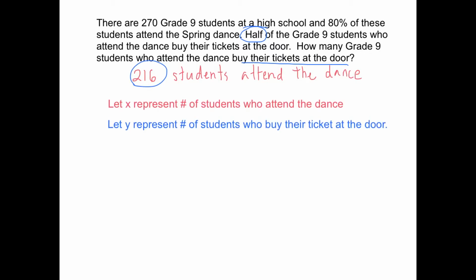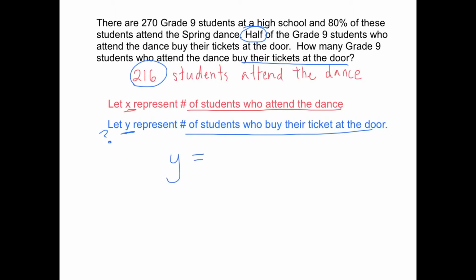I'm sure you can think of a really quick way to calculate half of a number, but for the purpose of today's lesson, we're going to solve this again using algebra. So we're going to use x to represent the number of students who attend the dance, and y to represent the number of students who buy their ticket at the door. This is the information we don't know, so this is what we need to calculate.